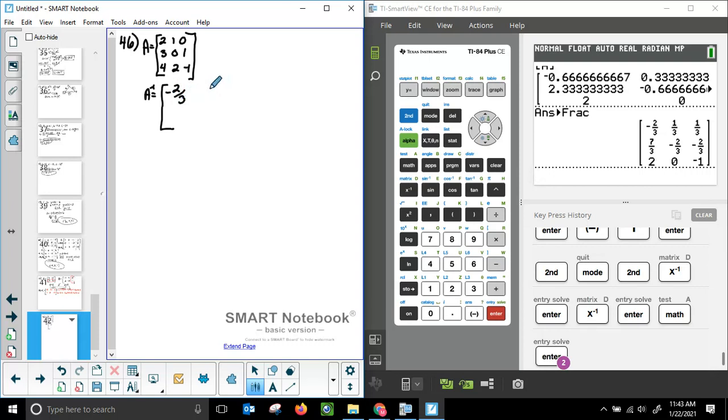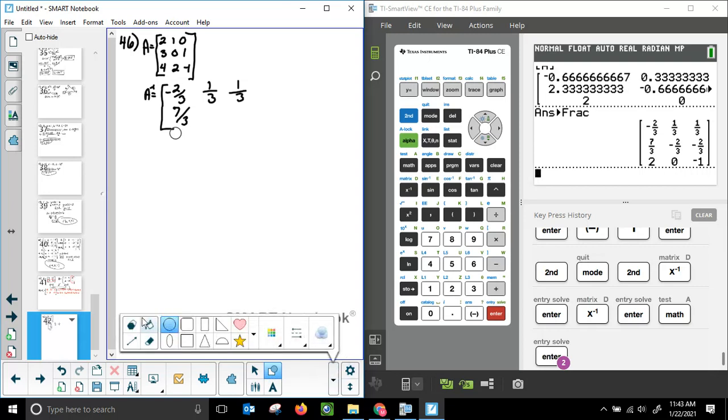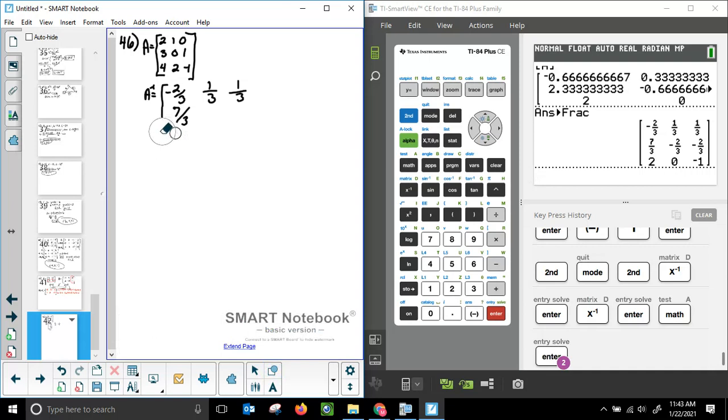-2/3, 1/3, 1/3, 7/3, and I'm going to want more room here. That's not what I want. Where's my eraser? There we go. Right, so 7/3, -2/3, -2/3, 2, 0, -1. Right, and that's it. That's all we have to do.